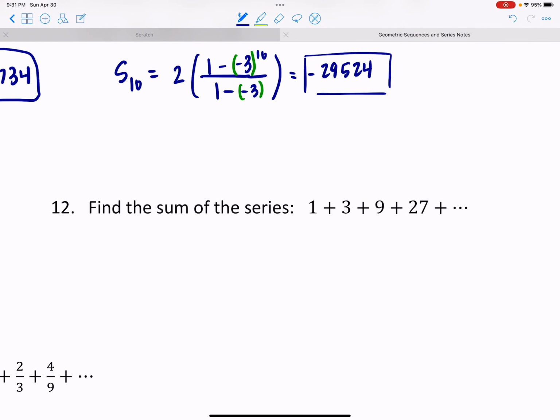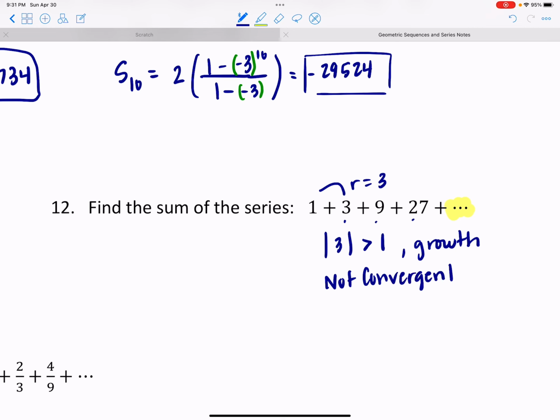Okay, look in here. Again, this little dot, dot, dot is telling me that this is an infinite sum that I'm trying to evaluate. But in order to do this, it has to be convergent. Now, I'm looking at these values. They are not converging. If I keep multiplying by 3, which is what's happening here, those numbers will just get larger and larger and larger. So since that common ratio is bigger than 1, this is a growth situation. It's not going to be convergent, which means this is not possible to evaluate. So the sum is not possible.